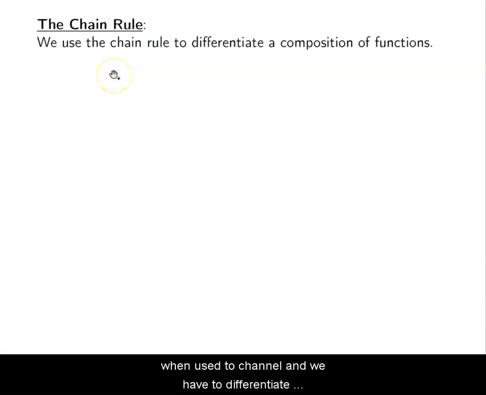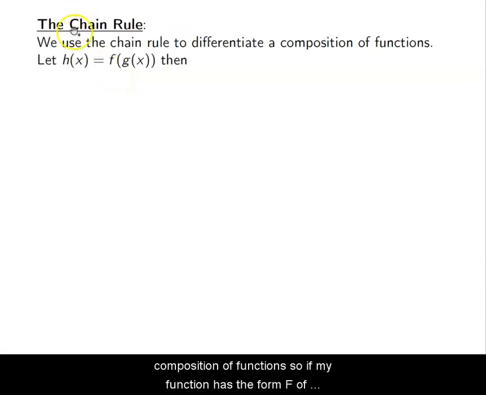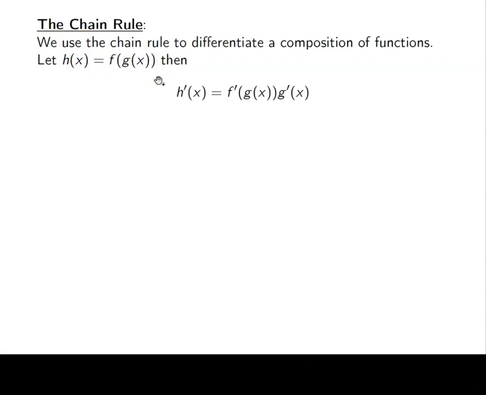So again, we use the chain rule when we have to differentiate a composition of functions. Okay, so if my function has the form f of g of x, so one function plugged into another function, then the derivative form for this, again, we're not going to go through the limit definition, I'll just give you the formula. You differentiate the outside function, but you keep the inside function inside of the function, and you multiply that times the derivative of the inside function.